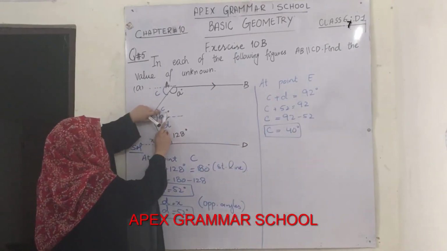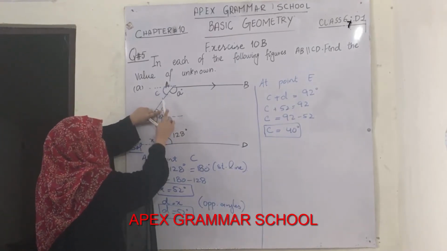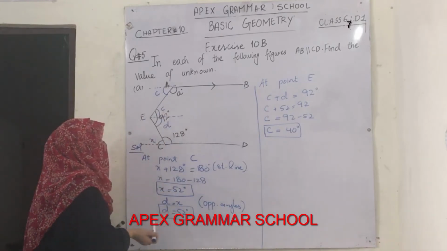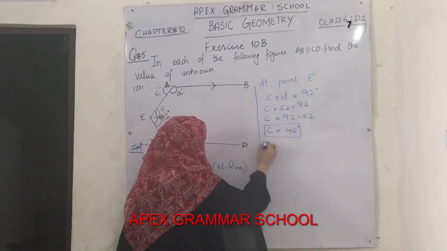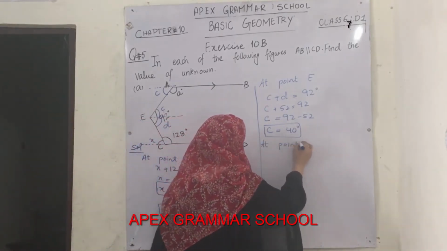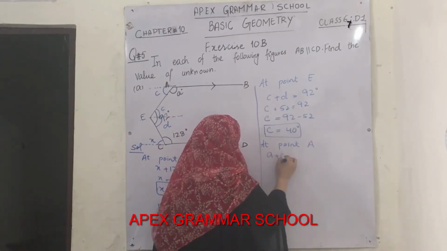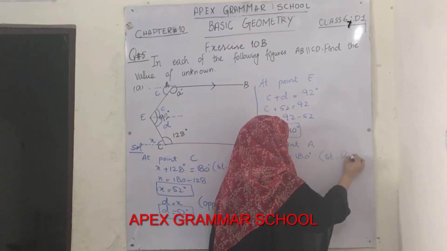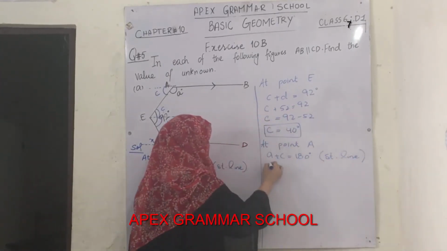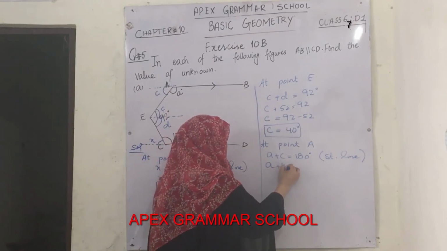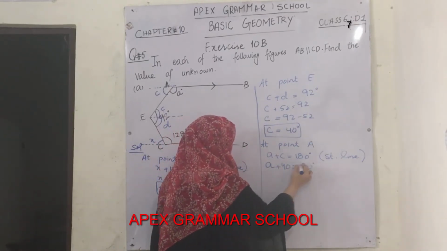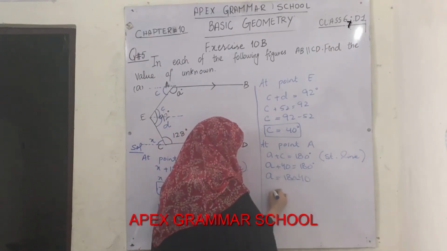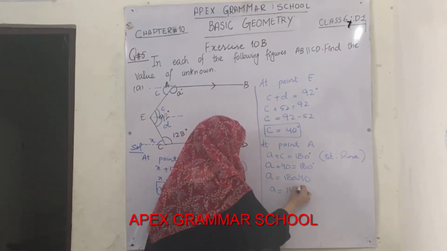If this angle is C, then the other one will also be C because they are opposite angles. So at point A, C and A are lying on a straight line, so they will add up to make 180 degrees. A plus C will be equal to 180 because they are lying on a straight line. The value of C is 40 degrees, which is equal to 180. 40 is being added, so on the other side it will be subtracted. So the value of A is 140 degrees.